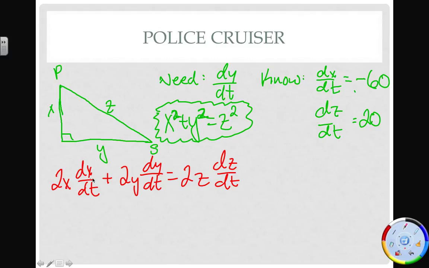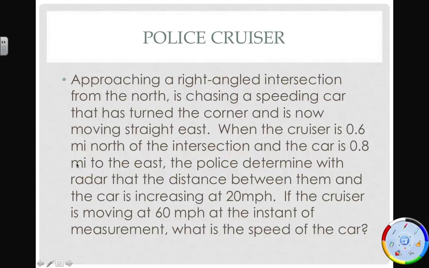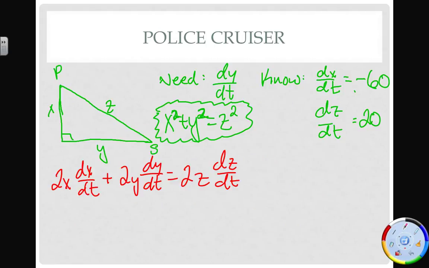All right, so now you'll notice we have length x. Well, we know the length of x. x is the distance between the policeman and the intersection. What is it, actually? The intersection is 0.6 from the cruiser and 0.8 from the car. So we know that this y value is actually 0.8, and this x value is 0.6.